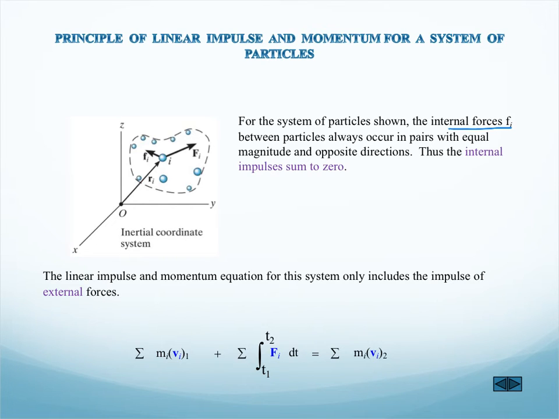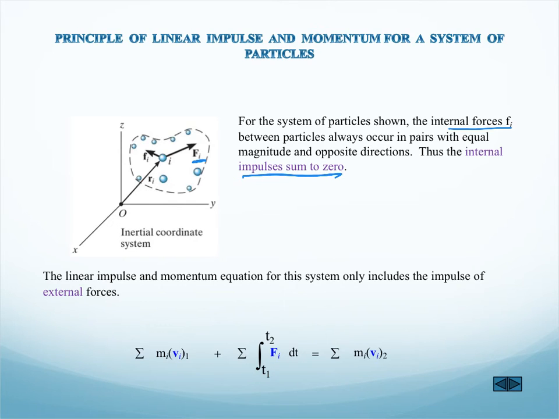Basically, particle j exerts a force on particle i, and particle i exerts a force on particle j. Those are action-reaction pairs, and those internal forces are always going to cancel out. If we look at the whole system and sum up all the forces, the internal forces are going to sum to 0. But there's also the possibility that each object may have some external forces acting on it.